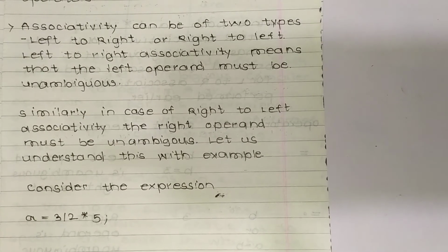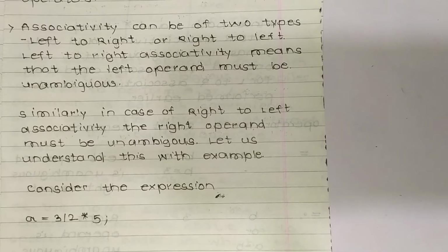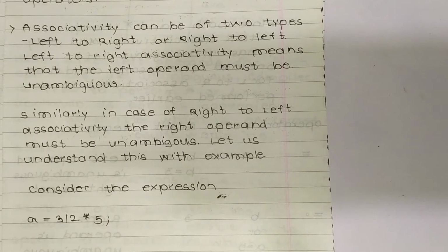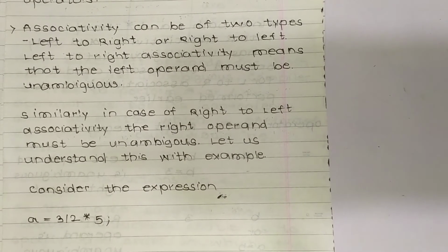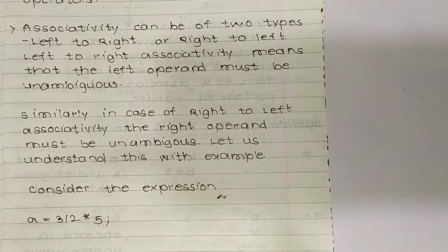Similarly, in case of right to left associativity, the right operand must be unambiguous. Consider the expression a = 3 / 2 * 5.